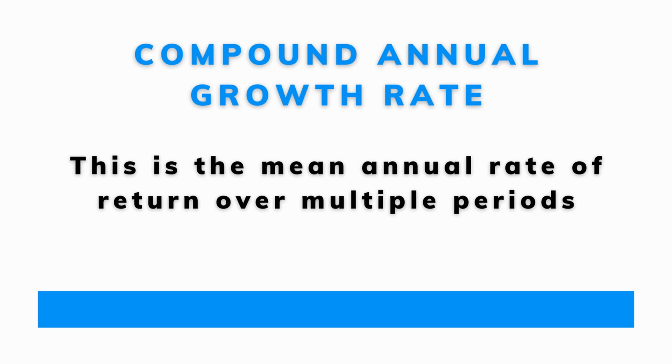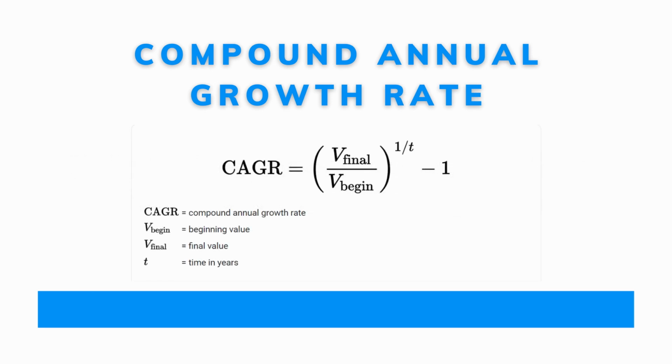In this example, we want to know how much return the person made on average each year. To determine the compound annual growth rate, divide the final amount of the investment by the initial amount. Then raise the difference to the power of 1 divided by the number of holding periods. Finally, subtract the result by 1.